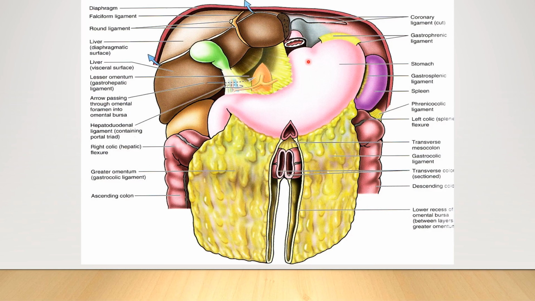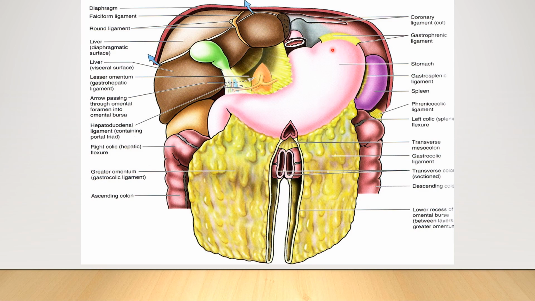So here you see, this was the lesser omentum attached to the lesser curvature and the first part of the duodenum, connecting this to the liver, which has two parts, the hepatogastric and the hepatoduodenal part. On the other hand, the greater omentum was attached onto the greater curvature of the stomach, and you have studied the detail where it goes and where it is attached.